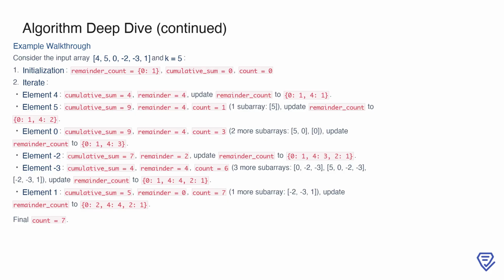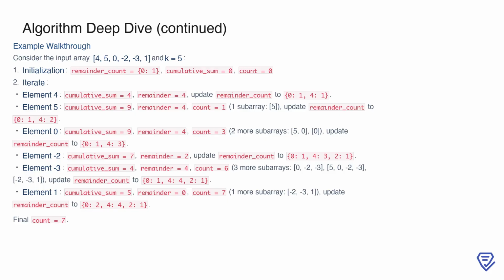Moving on to -2, the cumulative sum becomes 7, and the remainder is 2. We update the dictionary to 0: 1, 4: 3, 2: 1. For -3, the cumulative sum reaches 4, and the remainder is 4 again. This remainder has occurred 3 times already, so we add 3 to our count, making it 6. The dictionary becomes 0: 1, 4: 4, 2: 1.